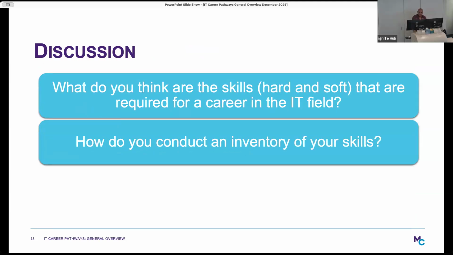So now let's talk about the skills, because we've been talking about that. What do you think are the skills, hard and soft, that are required for a career in the IT field? And most importantly, how do you conduct an inventory of your skills? So let's talk about the first one, I think it is very important. So let's go to the Mentimeter again. I think that's our next slide.